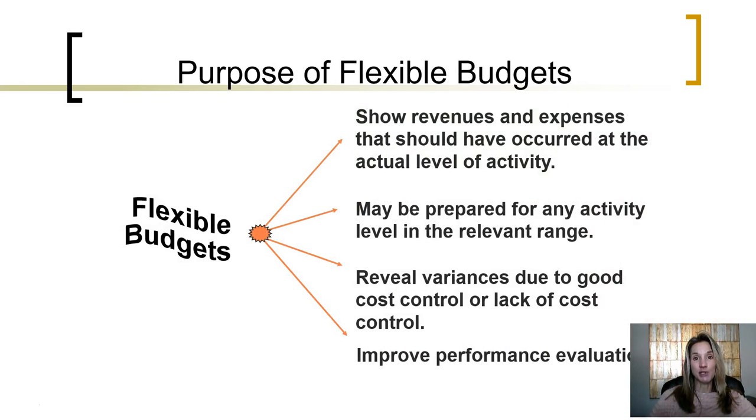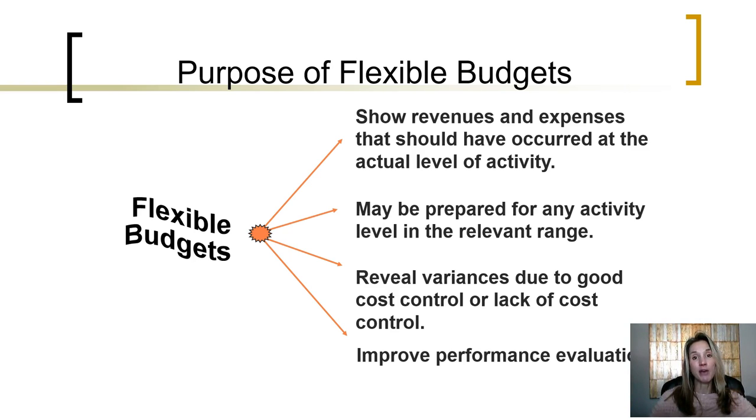Thus, flexible budgets come into play. Flexible budgets take the budget and flex it. In other words, they show revenues and expenses that should have been incurred at the actual level of activity. So instead of a budget based on 10,000 units sold, we would prepare a flexible budget for 12,000 units sold.